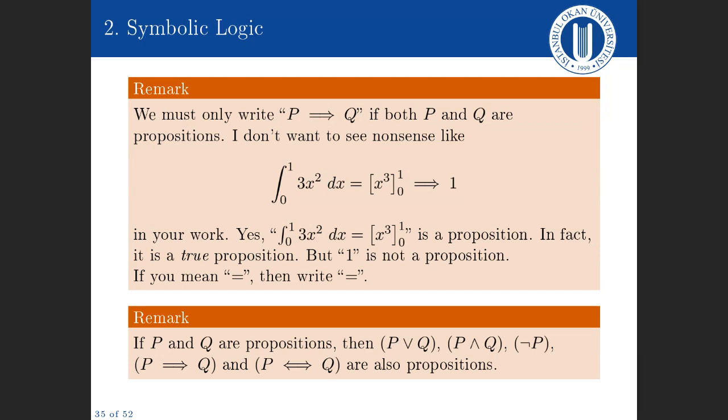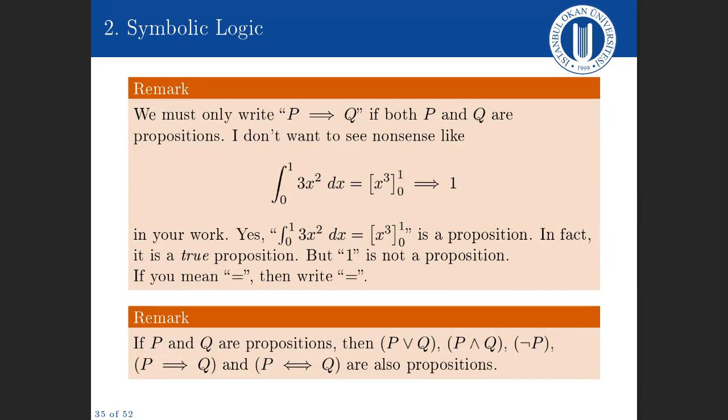Before I go on, let me make a couple of remarks. We can only write P implies Q if both P and Q are propositions. So this line is nonsense. Integral from 0 to 1, 3x squared dx is equal to x cubed between 0 and 1 implies 1.